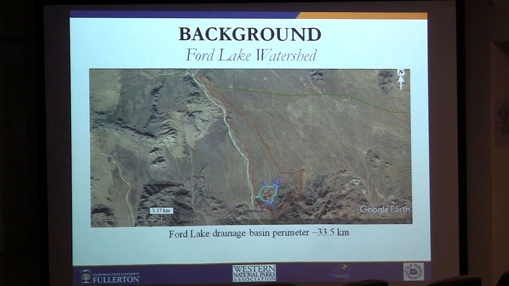And this gives us the drainage basin parameter again here. We've got roughly 33.5 kilometers. So Ford Lake again there. We have the watershed, just to give you another perspective of the area. And we have a Mojave Road, which I'll explain here in a bit.